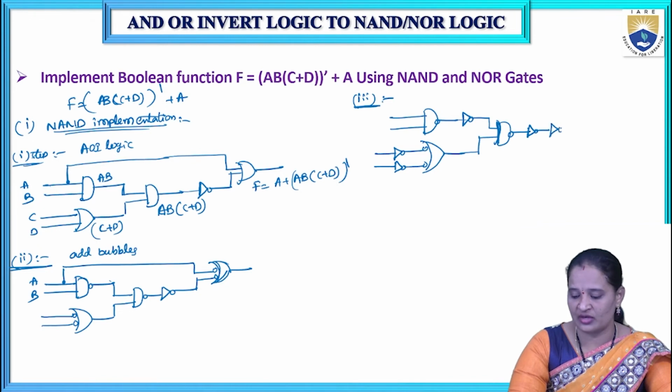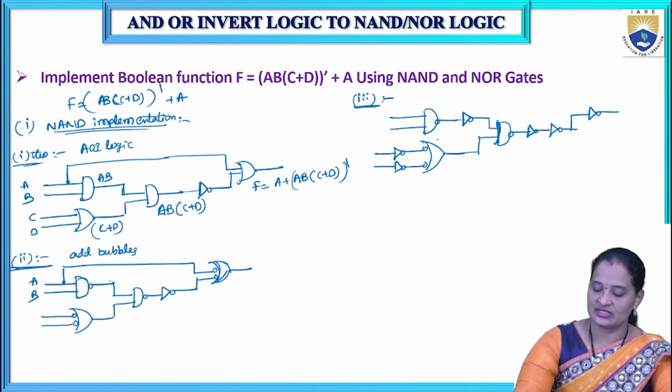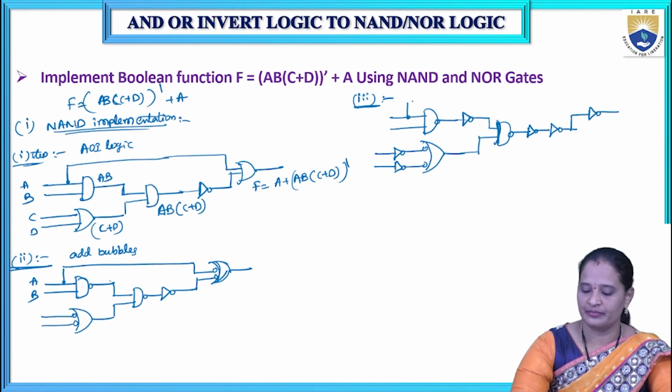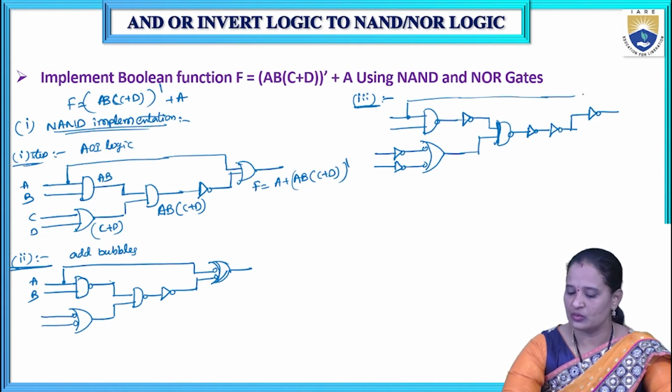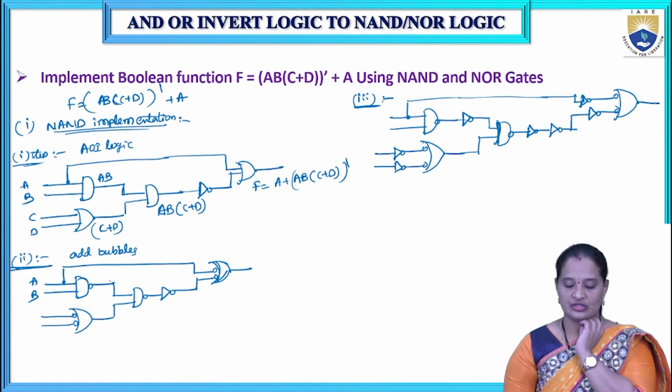Already we have an inverter in this line. So then we are going to place a bubble here, because the OR gate has received a bubble at the input side. So this line also must have an inverter. Okay, so this is the logic circuit.